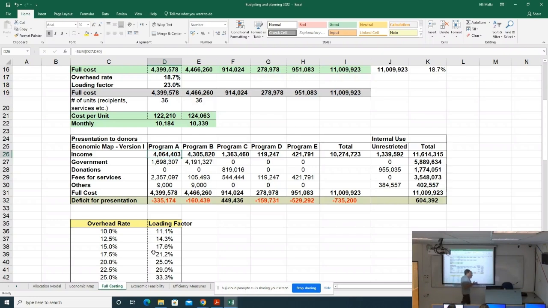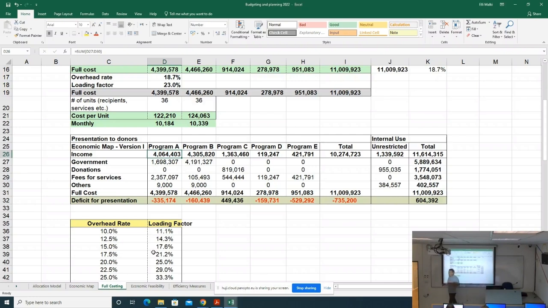What happens in reality is that since my programs are in deficit, I have to use part of my unrestricted funds to cover these deficits. If you look at this presentation, you can see that the total income for all the programs is 10,274,000. Total expenses of the programs, the full cost, is 11 million, so I have a deficit of 735,000. In addition to that, I have an unrestricted fund of 1.339 million. That is divided: part goes to cover this deficit, and part can be used as savings. But the ideal situation would be that the deficit is zero, and I can use the entire unrestricted fund to save.